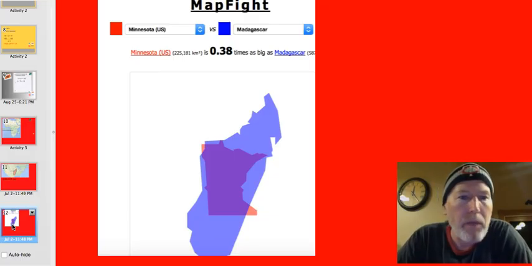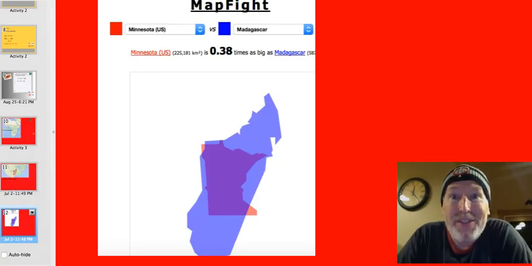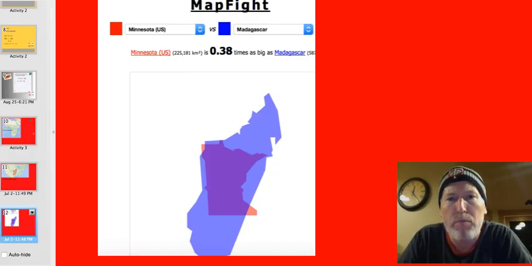Okay, kind of cool. All right, you always think of it as this little teeny island of Madagascar, but now you know how large Africa is if Madagascar looks so small sitting there next to it.